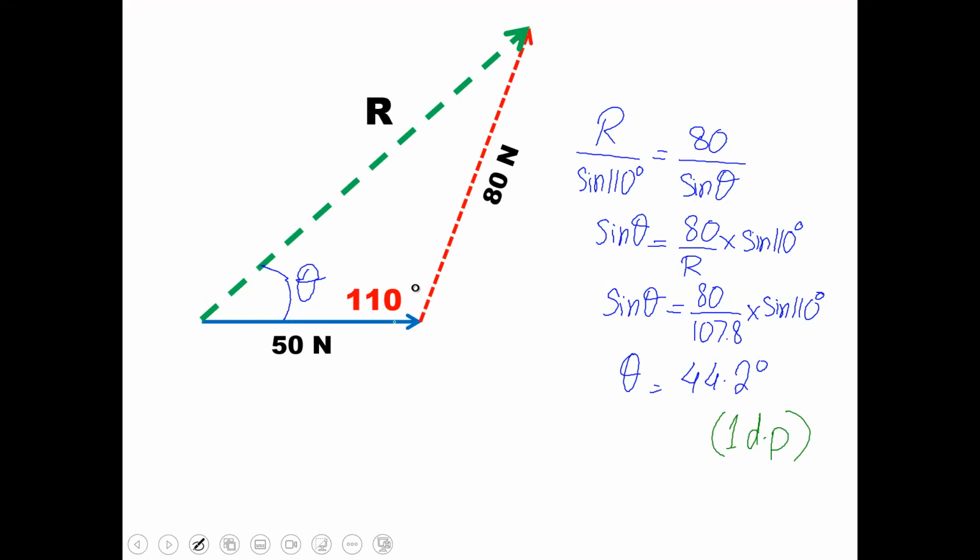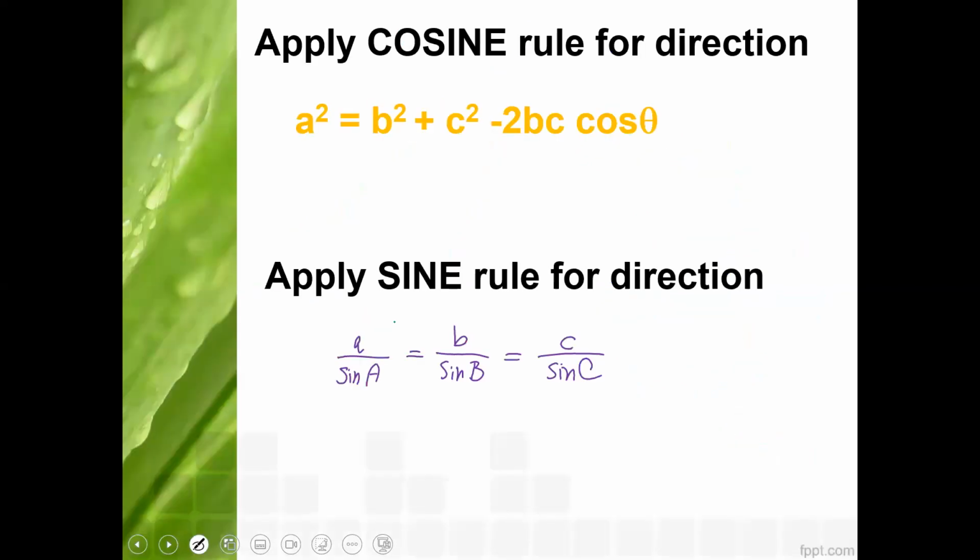What I'm getting is 44.2. One second, sir. Yeah, 44.1 I got. Sir, are you getting the same answer? So I'm getting 44.1. That's fine. 44.1, 44.2. Now apply cosine rule for magnitude.